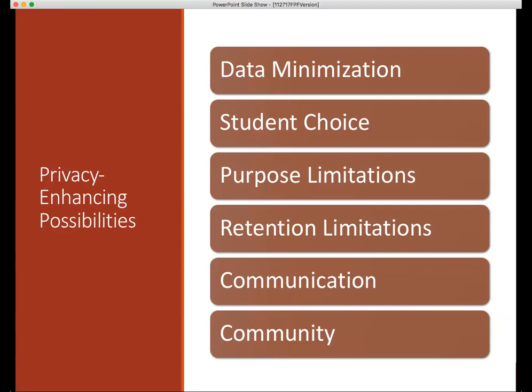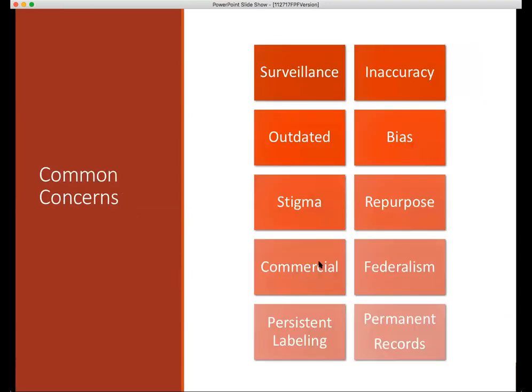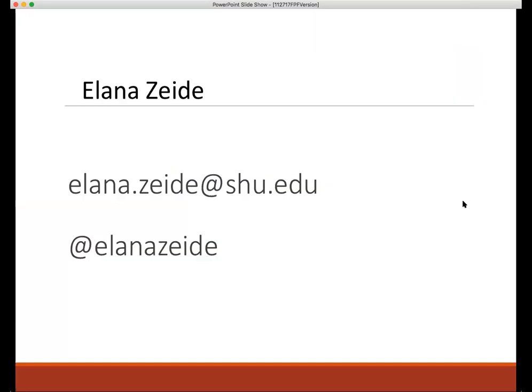And especially data minimization, student choice, purpose limitations, retention limitations is also a really big deal and underutilized possibility. Maybe you only want to keep information at the personal level for a certain period of time. So those are suggestions in terms of how you might be able to assuage people who are concerned about the consequences of a federal data system.